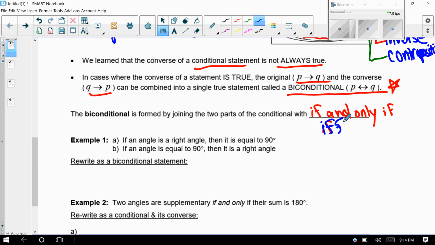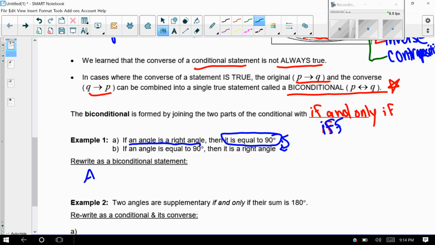Okay, so this is what it means. My conditional is if an angle is a right angle. This is my hypothesis, angle is a right angle. My conclusion is it is equal to 90 degrees. The opposite also has to be true. If an angle is equal to 90 degrees, then it is a right angle. You guys see that we just switched them? We switched the order. That's my converse.